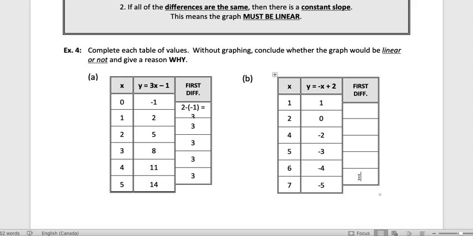negative 4 minus negative 5 is 1... 5 minus negative 4 is negative 1. 3 minus negative 3 is negative 1. 3 minus negative 2 is negative 1. Negative 2 minus 0 is negative 2. 0 minus 1 is negative 1.